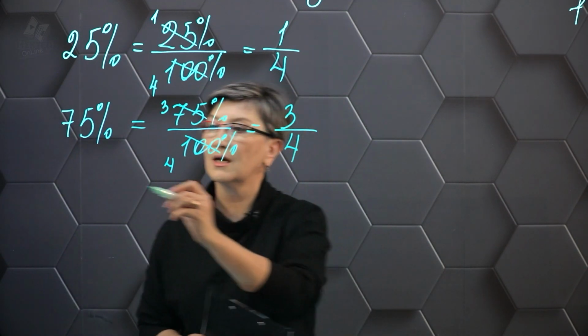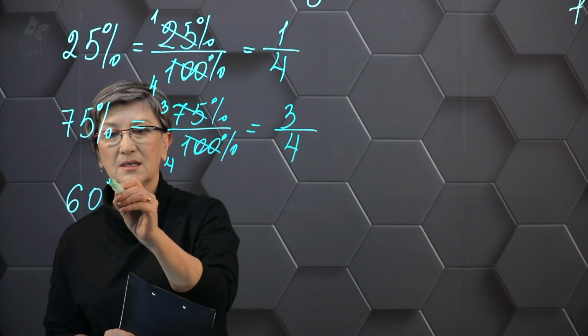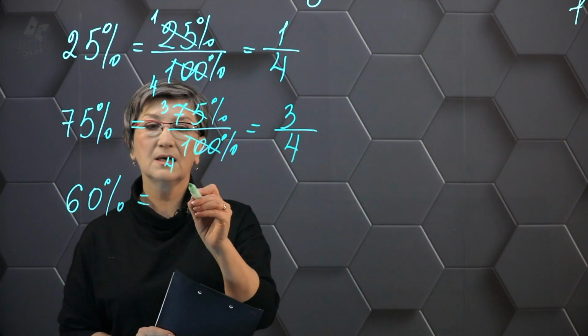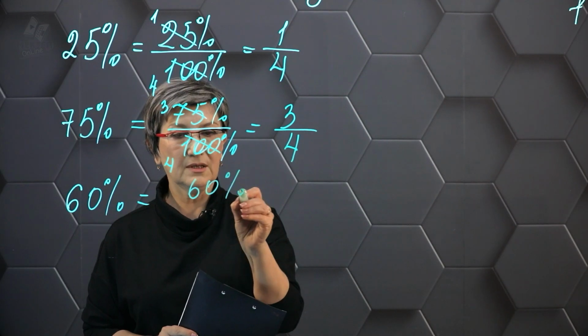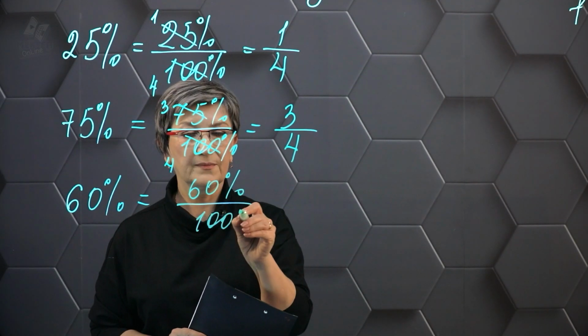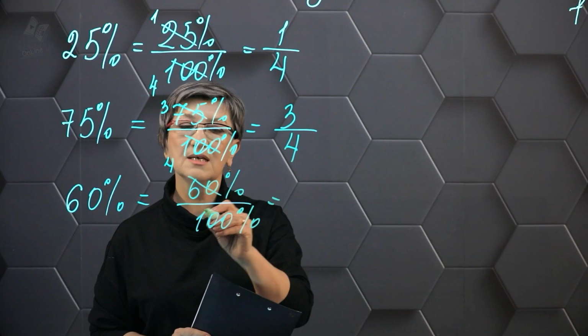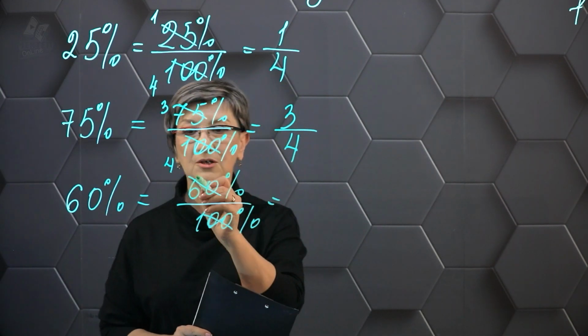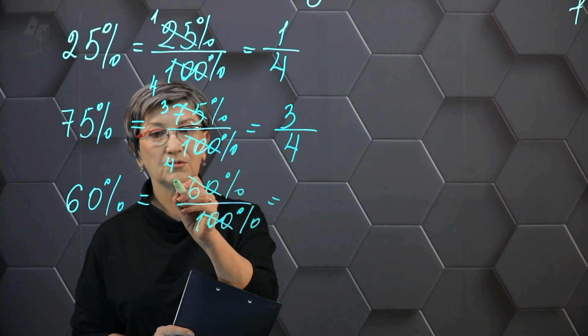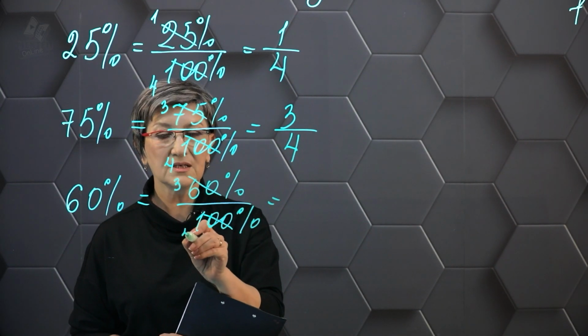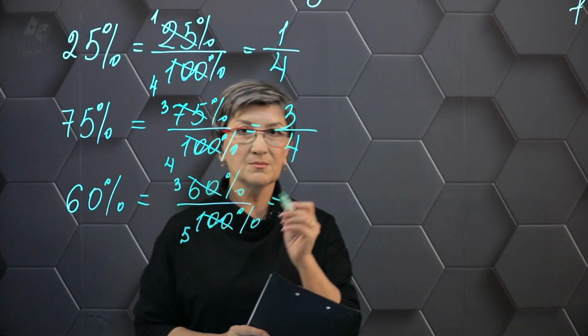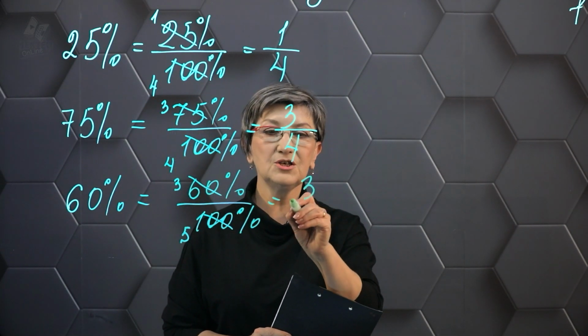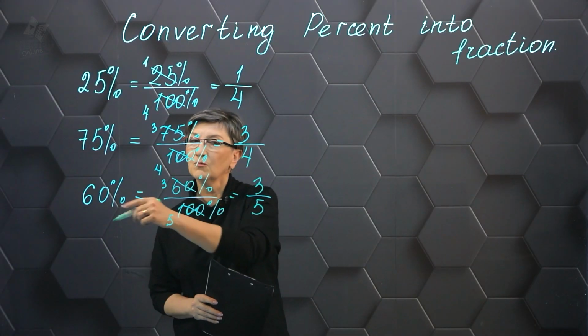Now 60%. Similarly, I divide 60% by 100. And then I'll divide 60 and 100 by 20. 60 divided by 20 is 3, and 100 divided by 20 is 5. So 60% is 3 parts of 5. So 60% is a fraction of 3/5.